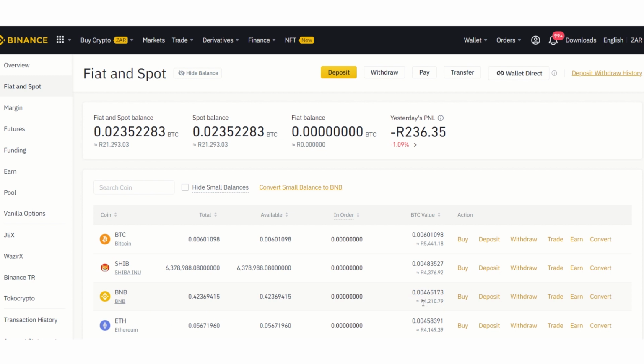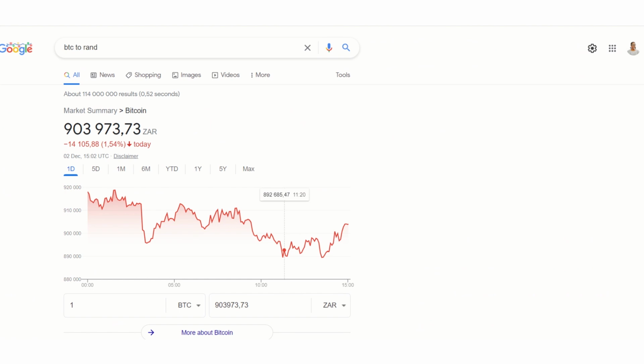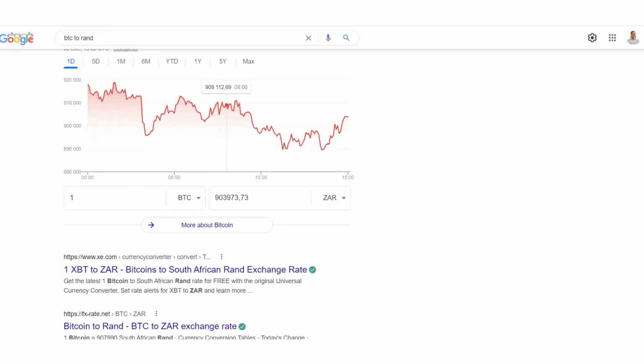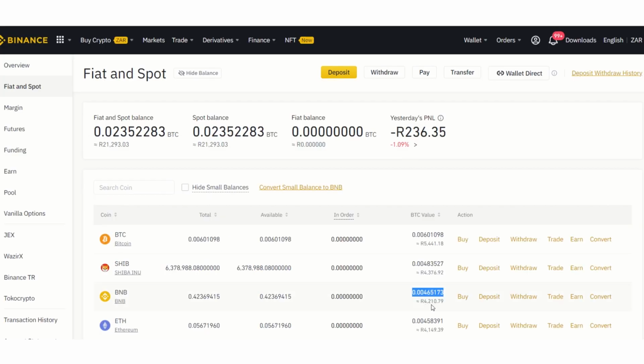I have 4,210, and then I go and check here. You can go and check in BTC to Rand, how much money that is. So you can come here and type BTC to Rand. As you can see, it's 4,205. So that's how I would know it's 4,210 here.